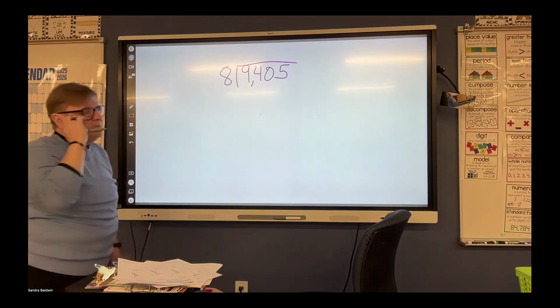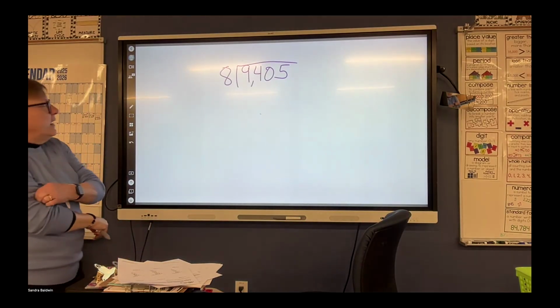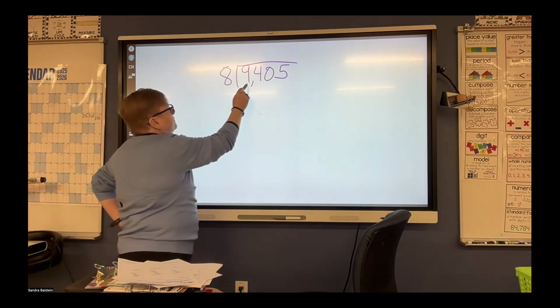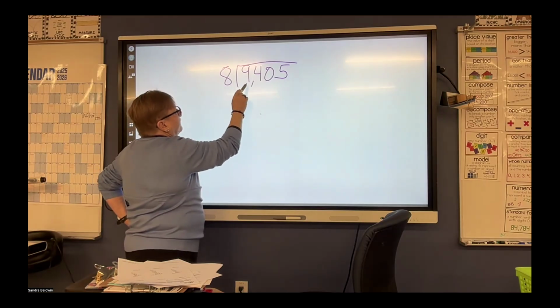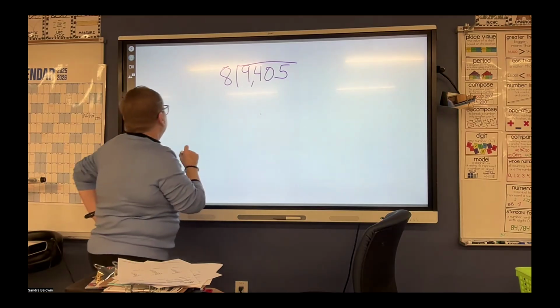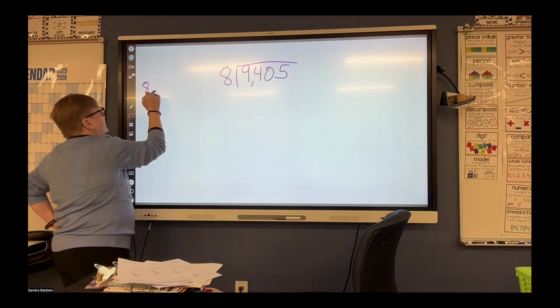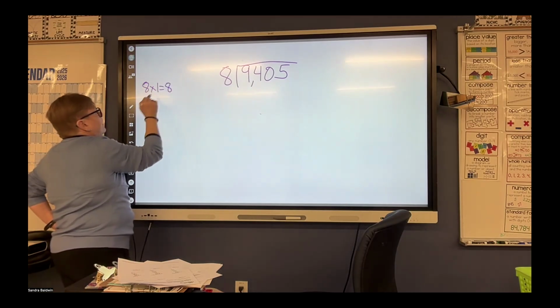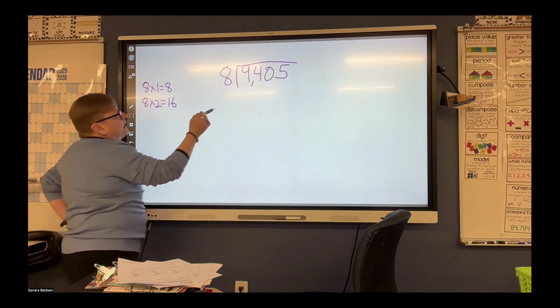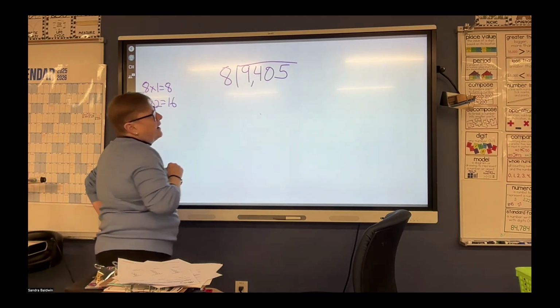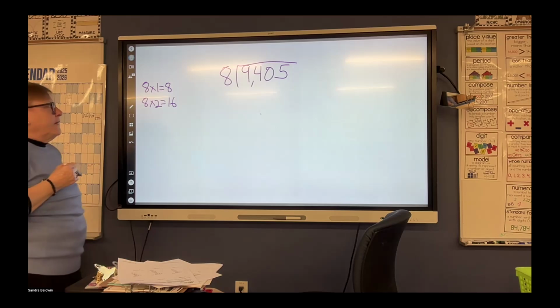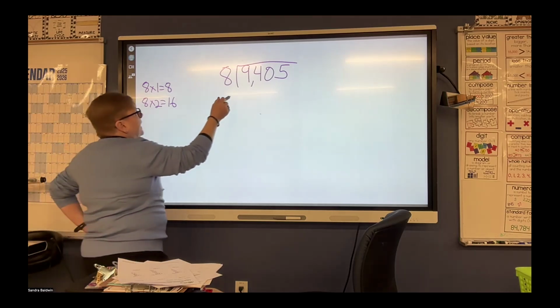9,405 is our dividend. Question 1. I'm going to look at the first digit. Can I divide 9 by 8? Well, if I have my 8s, 8 times 1 equals 8. 8 times 2 equals 16. Basically, if this number is bigger than the divisor, you can do it. We talked about that in class. So I can do this.